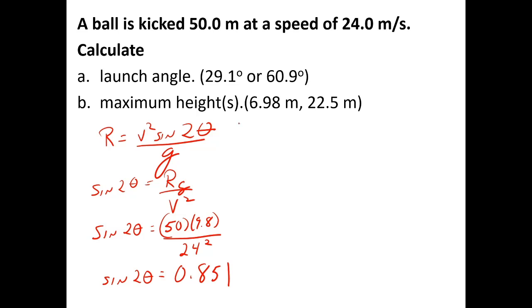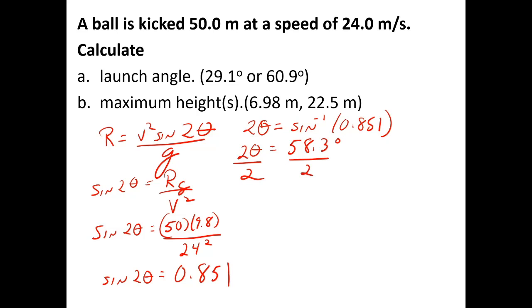So to get the 2 theta, excuse me, I got to get my pen back on here. There we go. 2 theta is the inverse sine of 0.851. So we're just going to take the inverse sine of 0.851, and I get 58.3 degrees. But to actually get the theta, I've got to divide by 2. So let's see what that works out to.